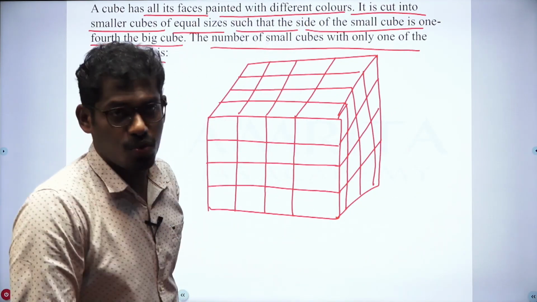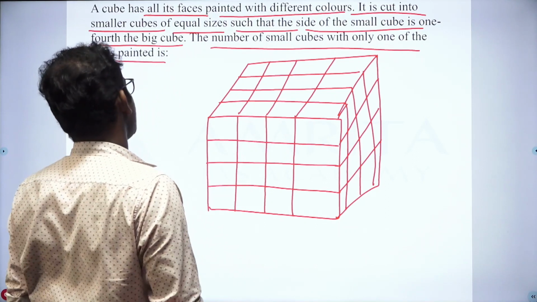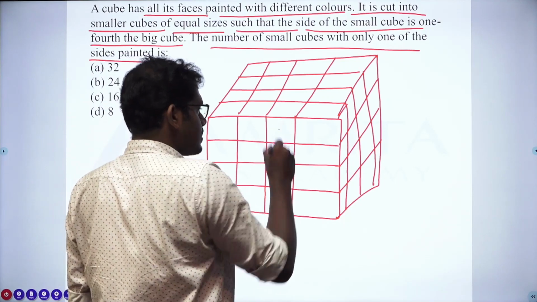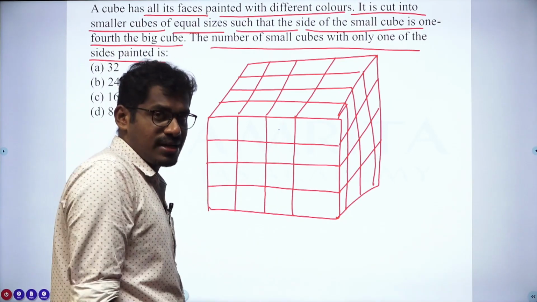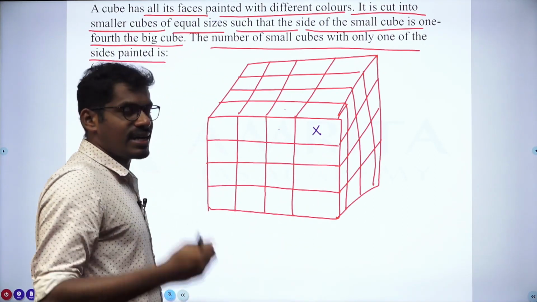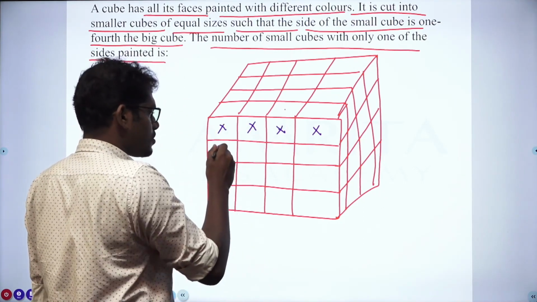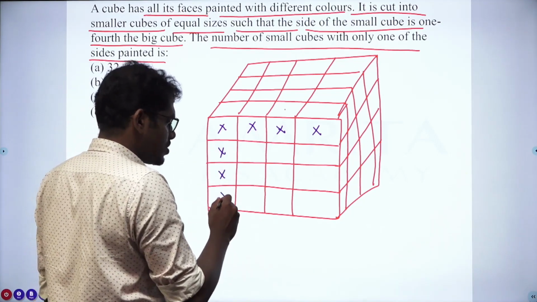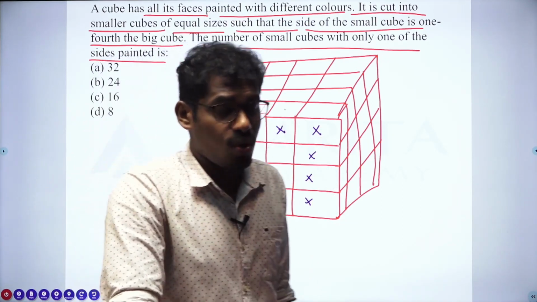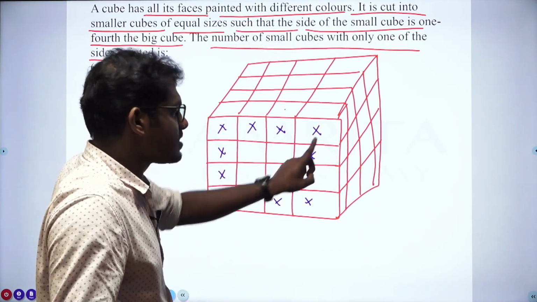So these are small different cubes. Let me take only one of the sides painted. Does this cube have only one painted face? No, it has 2 painted faces. Is this possible? It is also not possible. It has 3 painted faces. It has 2 painted faces. It is not possible. So these are not possible because all these cubes have at least 2 painted faces. It has 3 painted faces. It has 2 painted faces.